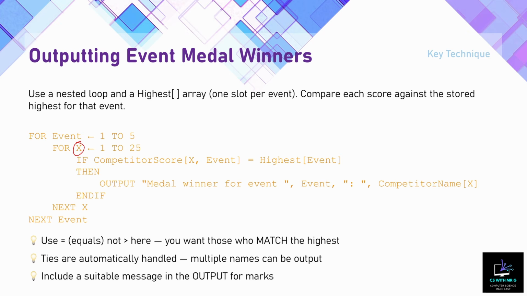Remember, the X represents the competitors. So if the competitor X here equals the highest, so let's say that's number 1, we know that number 1 position in the competitor name array, which I think was Ali, was the highest value, and therefore they got the medal for that event. So X represents the competitors, as we keep saying, and we can use that to get their name from the array in this bit here.